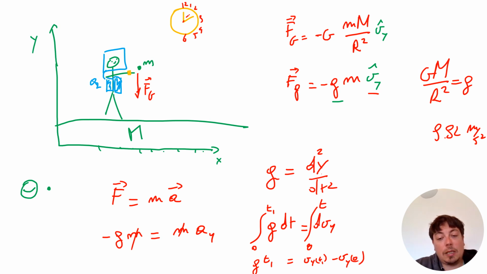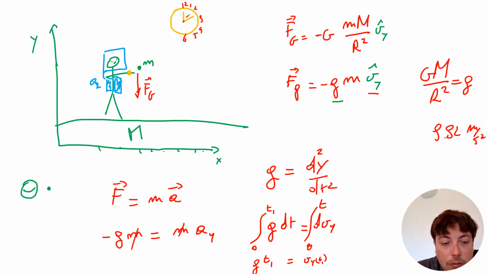But the velocity at time 0, we know what it is because it was 0, because we were holding it in our hand, and it was still. So that's 0, so we can cancel out. And we know that the velocity at time t1 is exactly g times t1, which is fine.